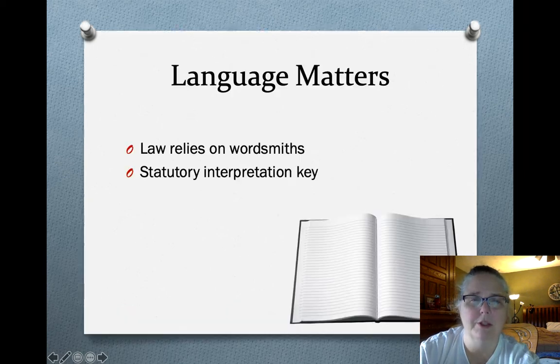Now, I'm going to start by saying that language matters, as we know. We're lawyers, and the law relies on words and on wordsmiths to be able to figure out what the law says. Statutory interpretation is key in code-based courses like tax and bankruptcy. So you have to be able to wade through statutes like this. If nothing else, my goal for you in this class is maybe to help you become a better reader, a better person who can read statute and interpretation. So develop your statute reading skills.